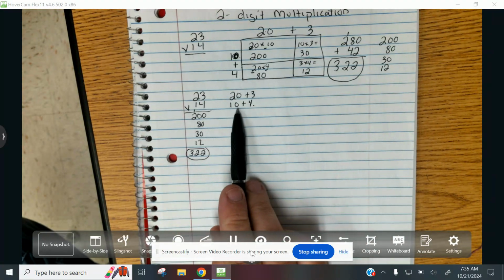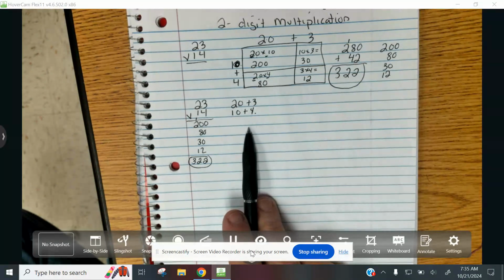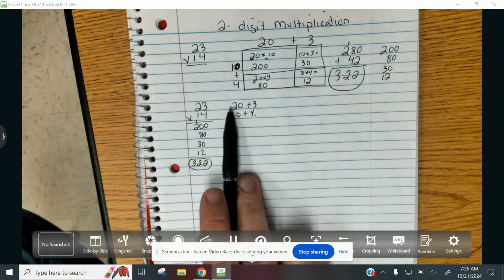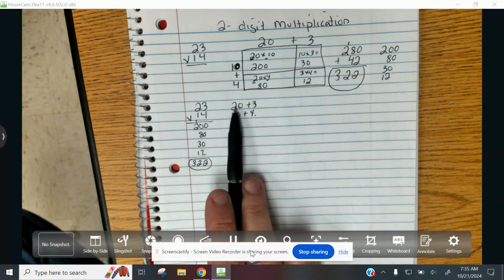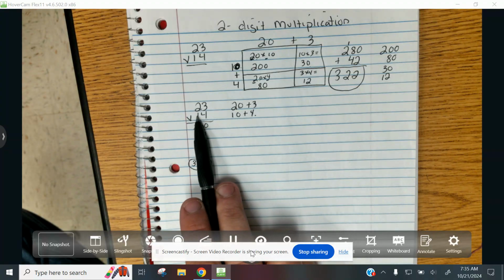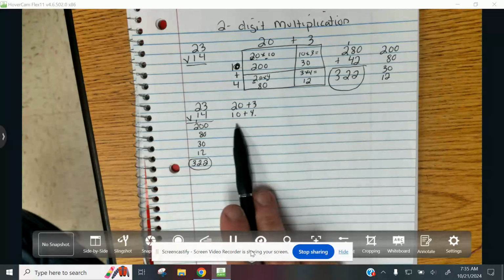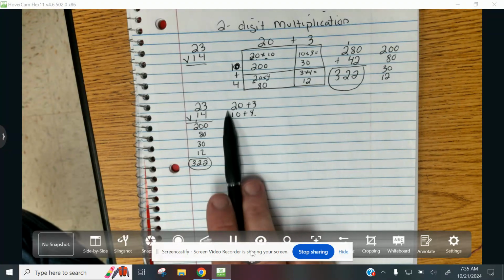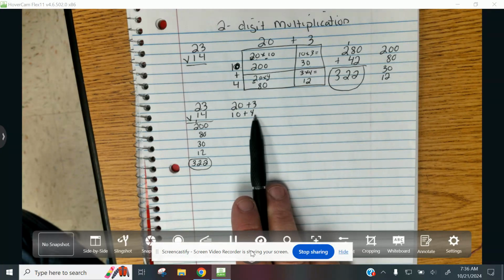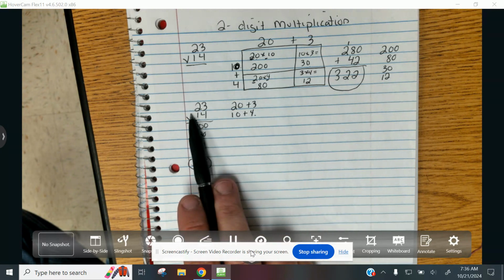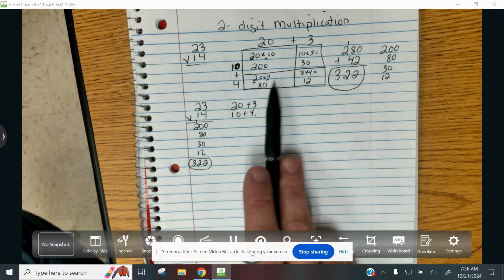Both methods, you are not necessarily using place value to multiply. You are taking the place value of 23 and expanding it to 20 plus 3. You're taking 14, making it 10 plus 4. Therefore, you're making this a little easier to multiply. Notice there's no regrouping. Like in one-digit multiplication, we had to regroup. We had to put little numbers up top, just like we did with our addition right here. There's no regrouping in multiplication for these methods, okay?